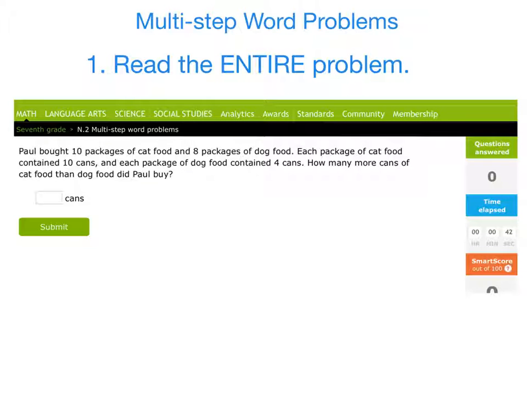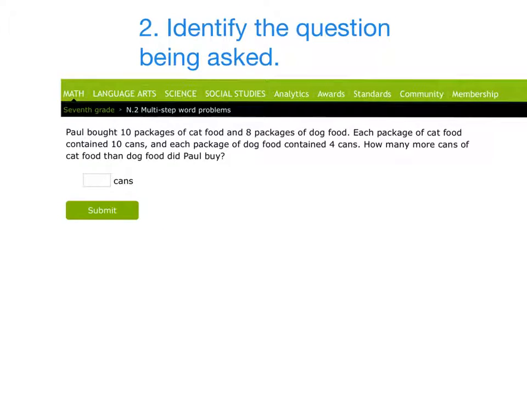In fact, read it about 48 or 49 times. And if you can't manage that, at least 2 or 3 times. The second step, before you really start doing any math at all, is to identify the actual question being asked.